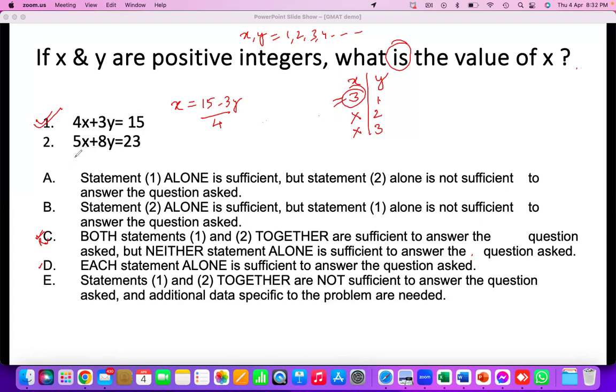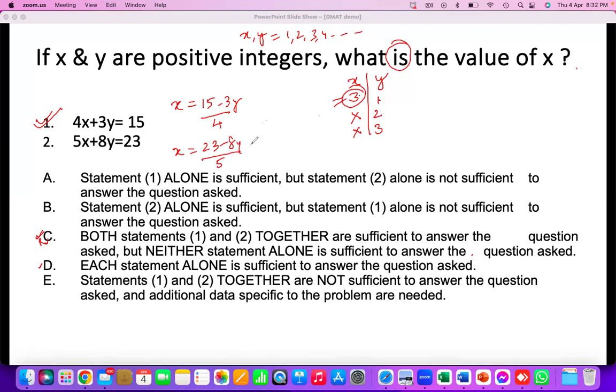Now coming to the second statement. Ronak, is that clear? Yeah, it's clear. Good. Do the same thing here also. You can write x is equal to (23 minus 8y) divided by 5. Now, if I put y equal to 1, it becomes 23 minus 8, which is 15. 15 by 5 is 3. I get x equal to 3.